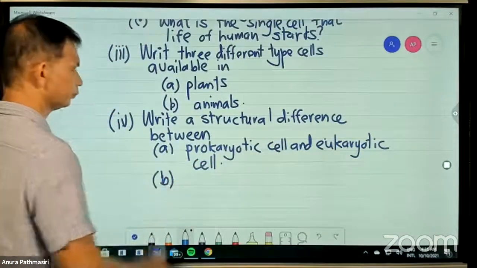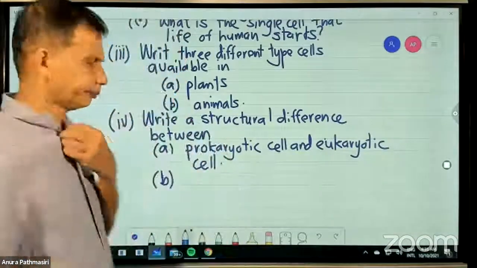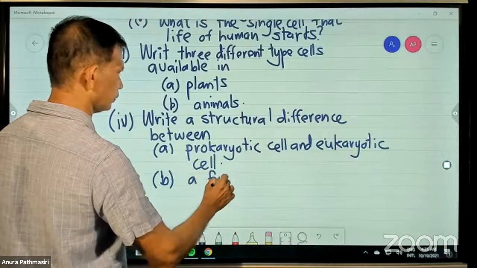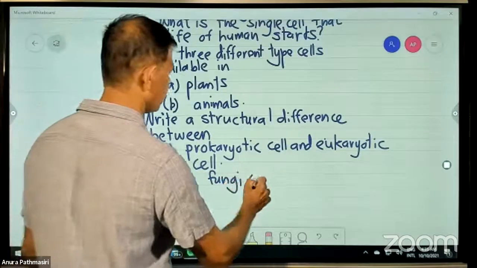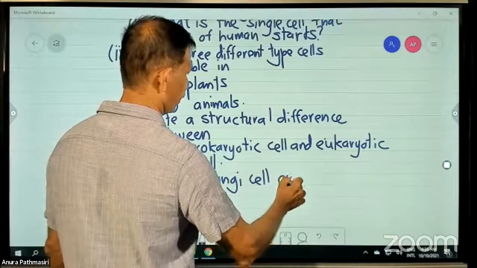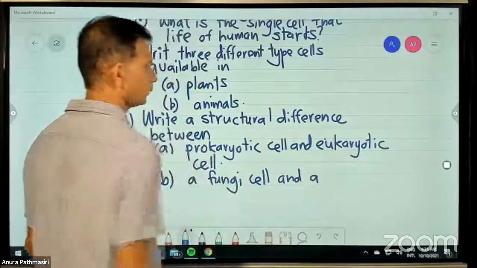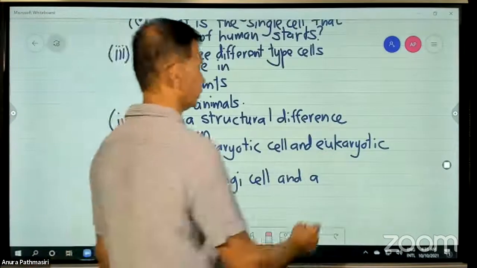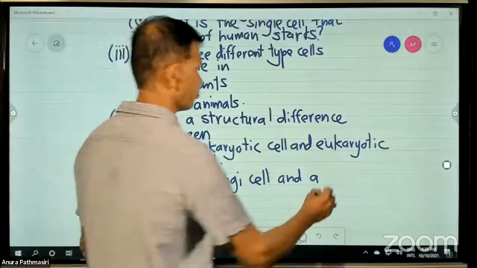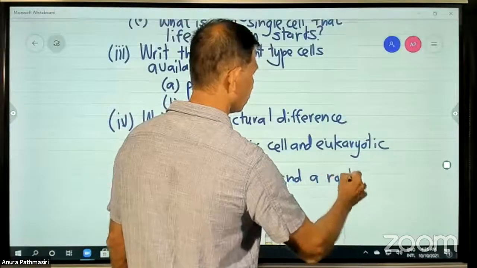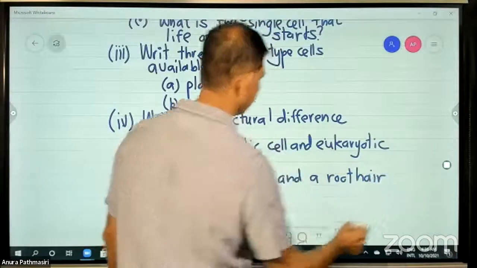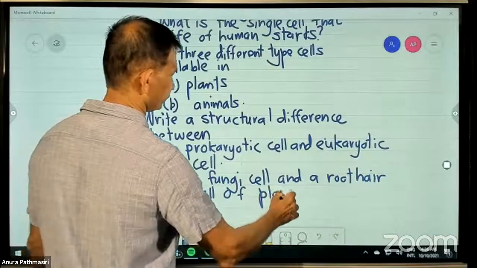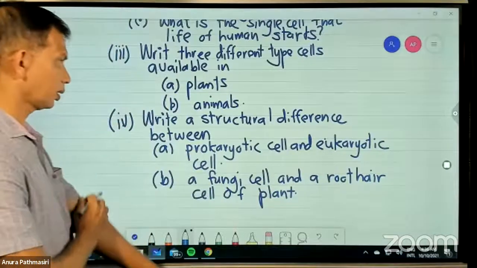B, a fungi cell and a root hair cell of a plant.